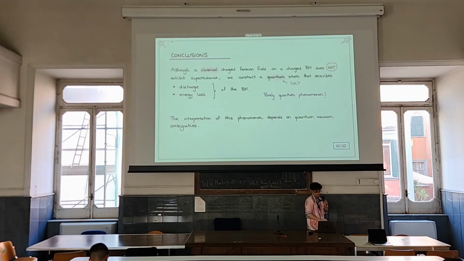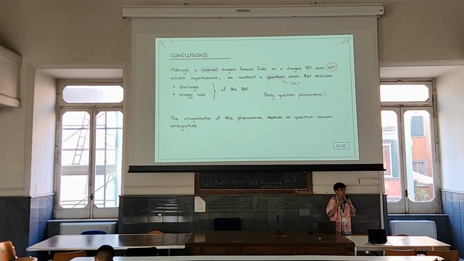Okay, so, conclusions. Although a classical charged fermion field on a charged black hole does not exhibit superradiance, we have constructed a quantum state, the in quantum state, that describes both the discharge and the energy loss of the black hole. And this is then a purely quantum phenomenon. But of course, the interpretation of this phenomenon depends on quantum vacuum ambiguities. So thank you.